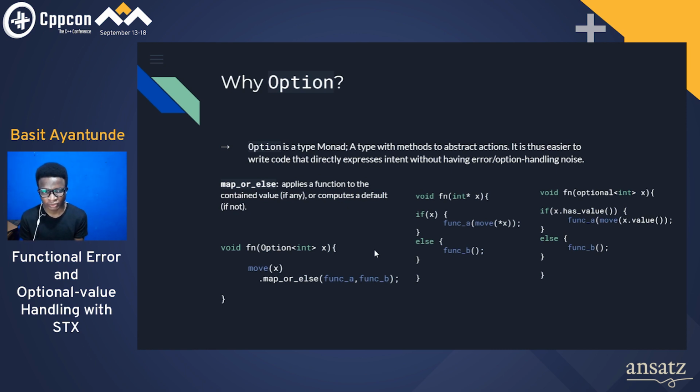So here is how you write the code with option, and the second one is the one with pointers, and the third one is the one with std::optional. As we can see here, with stx::Option, it directly expresses the intent.